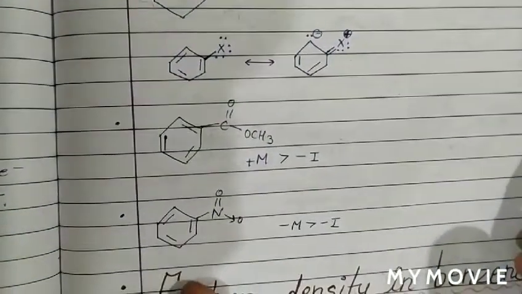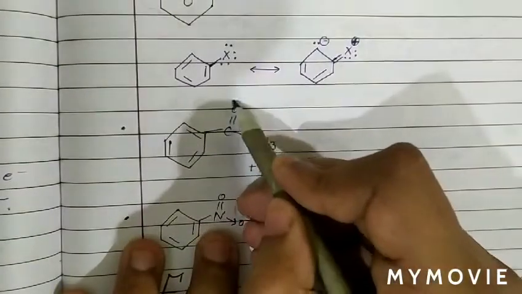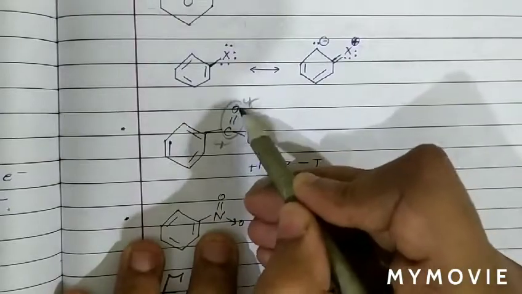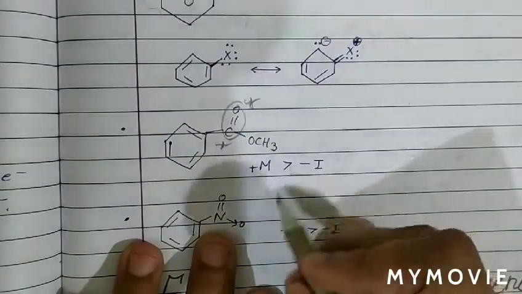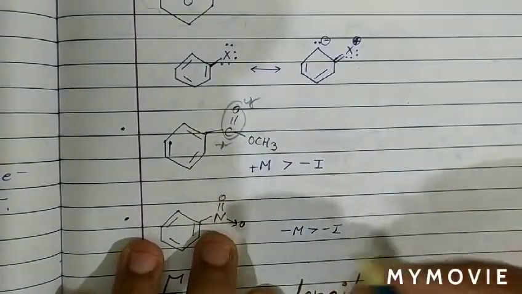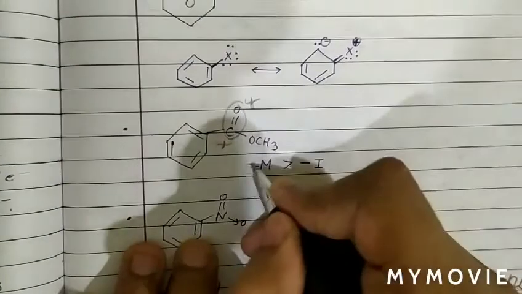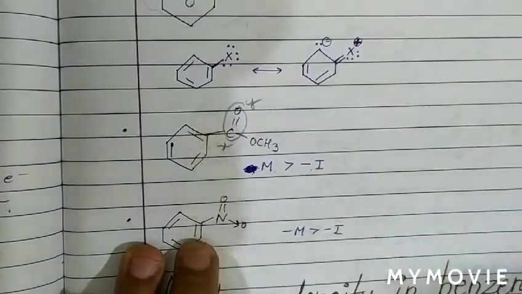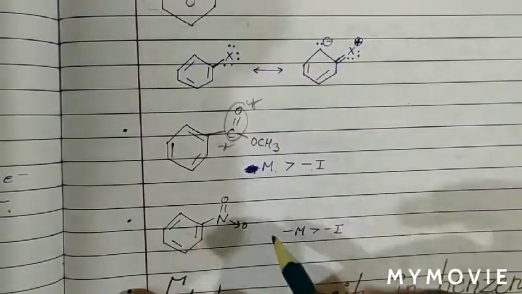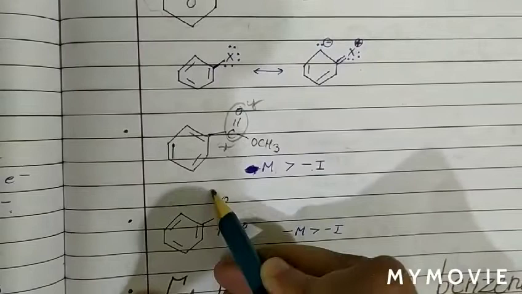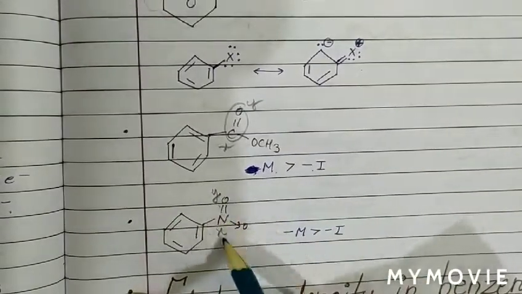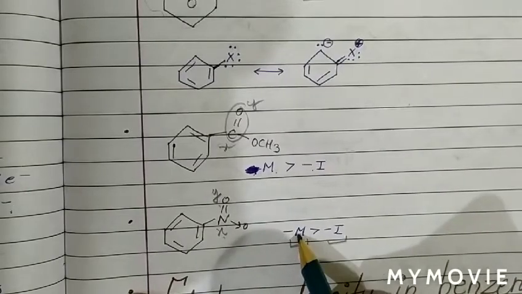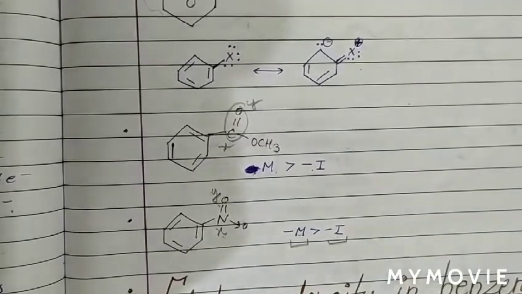Now see the next case. Again we can see the group attached X, Y. We can see electronegativity of Y is more than X. Therefore it can show minus M and minus I, and its minus M is more powerful than minus I. Now see the next. In the next, again nitrogen X, oxygen Y. Electronegativity of Y is more than X, so it can show minus M and minus I, but minus M is more powerful with respect to minus I.